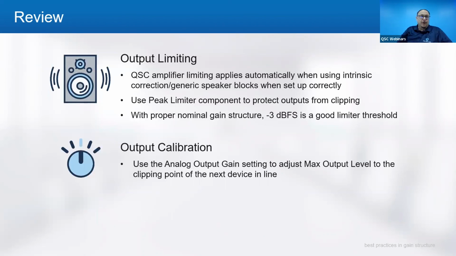And then output limiting. We want to be able to limit the output of the signal depending on what the downstream device is. If it's a QSC amplifier, that's already going to be done with the blocks that you would tie to it. If you're doing an analog amplifier or some other downstream device, use a peak limiter component to do that and set those things up properly. And then you set your output calibration. You want to make sure that the output level into the room is around 70 dB, so that it's just a little bit louder than the average human voice.